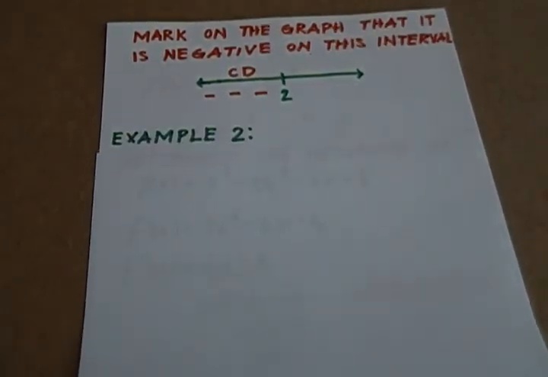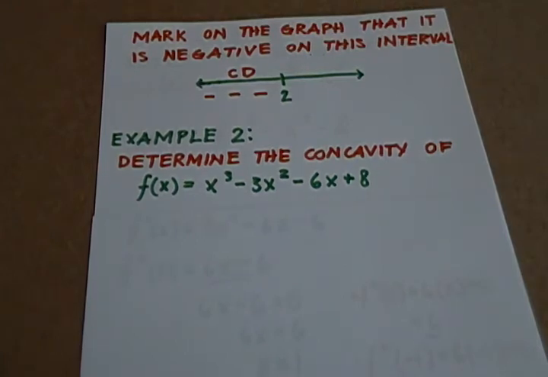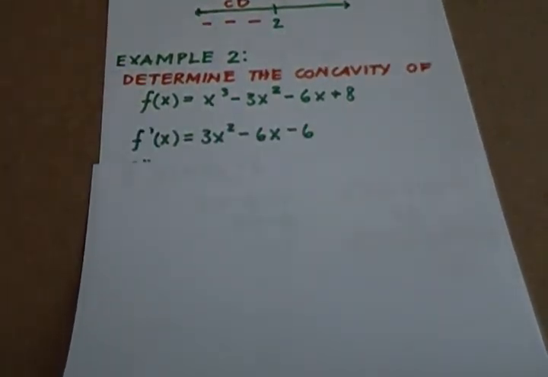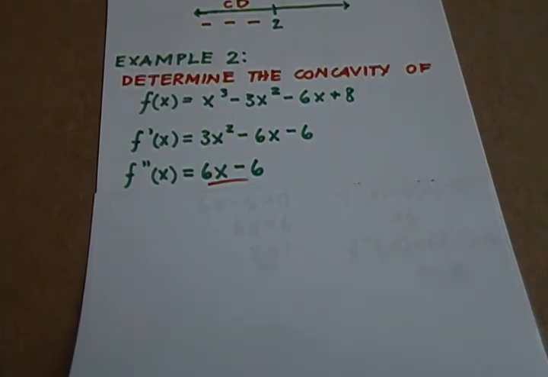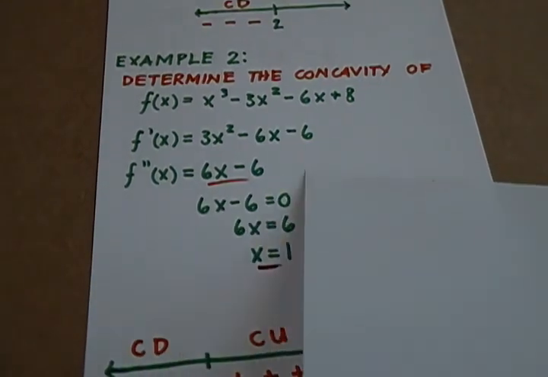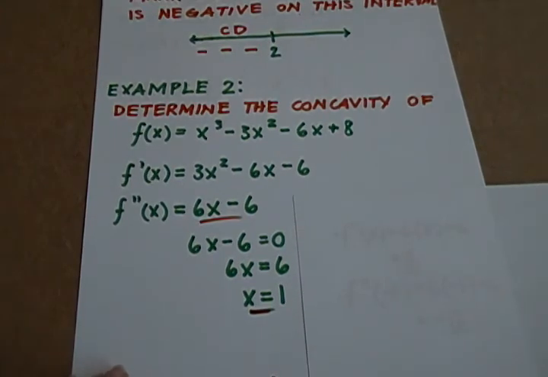So here's our second example. Determine the concavity of f of x equals x cubed minus 3x squared minus 6x plus 8. So find the first derivative, which is 3x squared minus 6x minus 6. Find the second derivative: f double prime of x equals 6x minus 6. Here I set that equal to 0, and I get x equals 1.